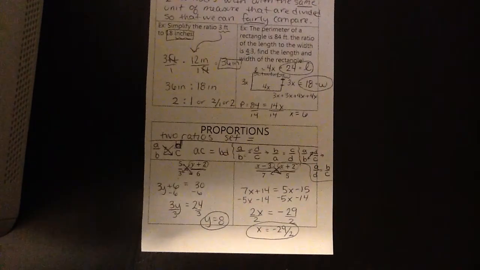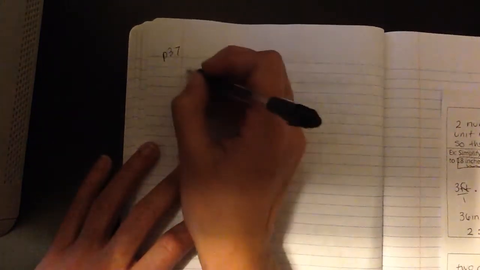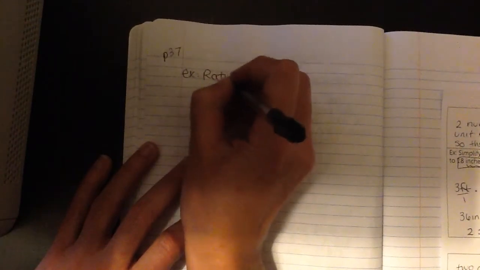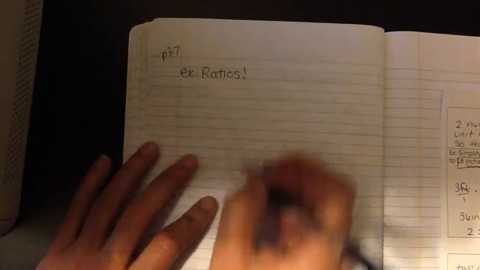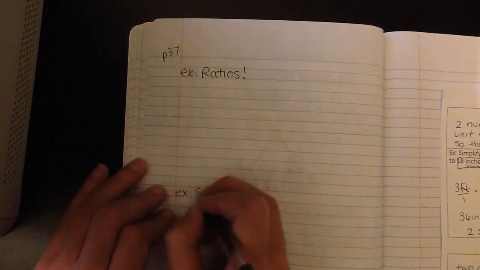All right, 2 last examples that we'll do on our page 37. So set that aside. So on page 37, I'm going to do a ratio example, and then a proportion. Actually, an extended proportion.